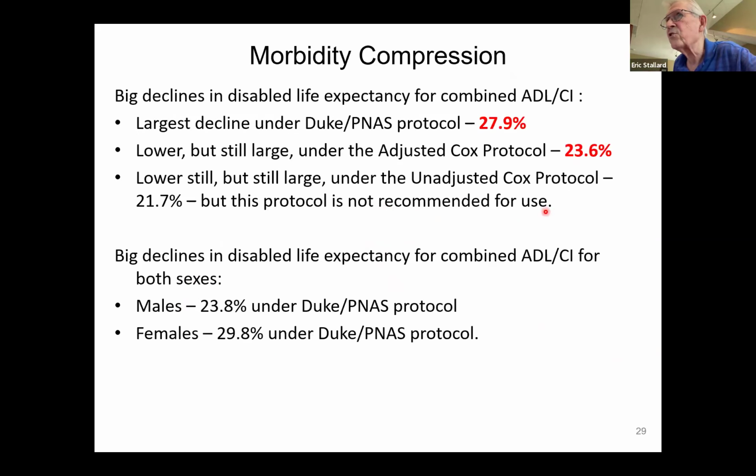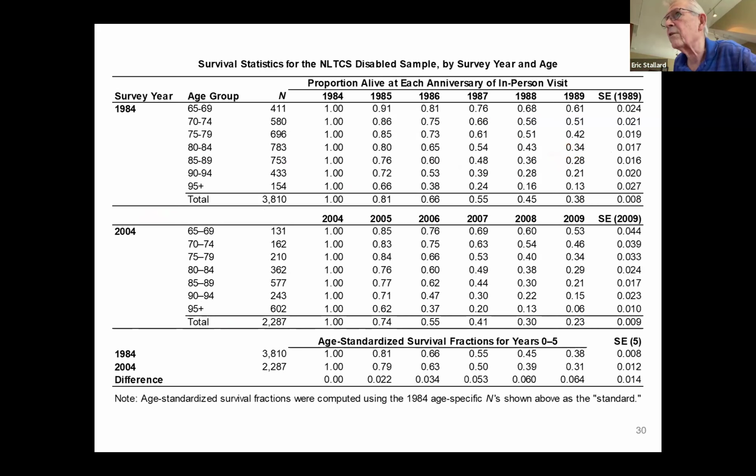The message here was that we had big declines. The Duke PNAS protocol had the biggest decline, with years spent disabled declining by 28%, then 24% with the adjusted Cox protocol, and just below 22% with the unadjusted, which was not recommended for technical reasons. Males and females also shared in the benefits of those declines.